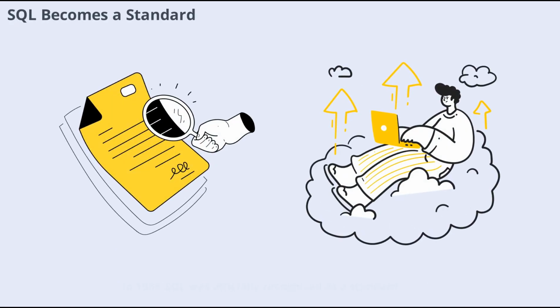In 1986, SQL was officially recognized as a standard language by the American National Standards Institute (ANSI). This meant that SQL would have a consistent set of rules and commands, making it easier for developers and companies to use it across different database systems. This standardization helped SQL spread rapidly and become the backbone of data management worldwide.